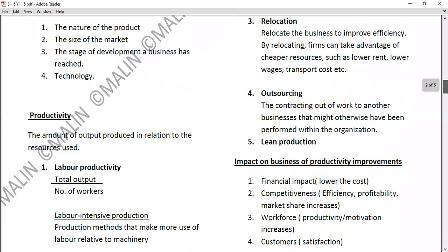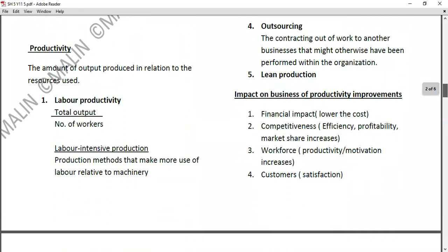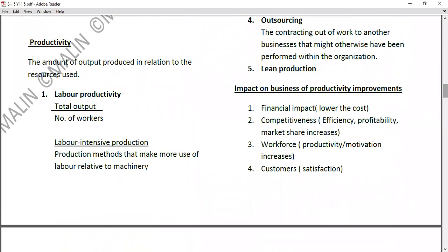And in my recent session, we talked about productivity. Productivity is the amount of output produced in relation to the resources used. We talk about labor productivity and capital productivity. Labor productivity is total output divided by number of workers, right? We find out how much is the output per worker.